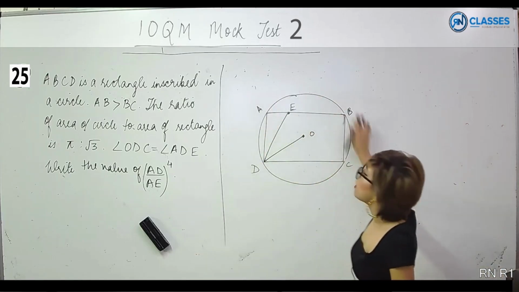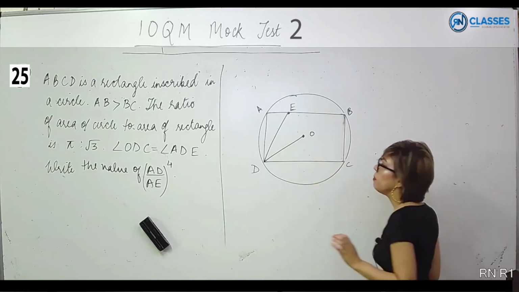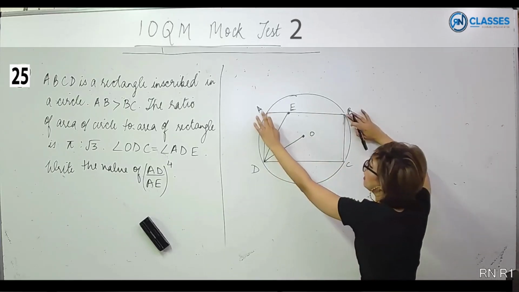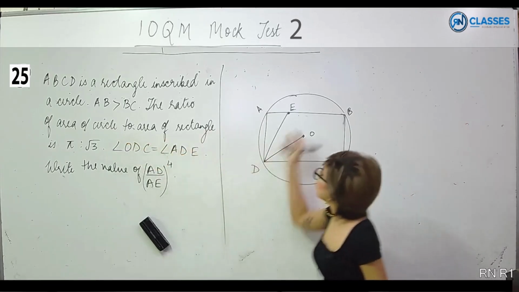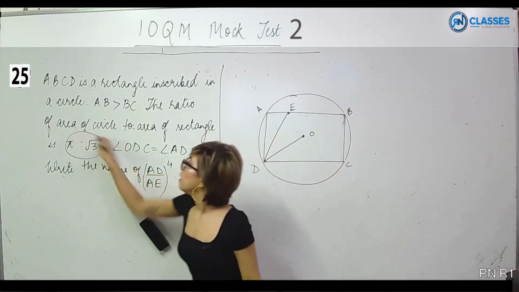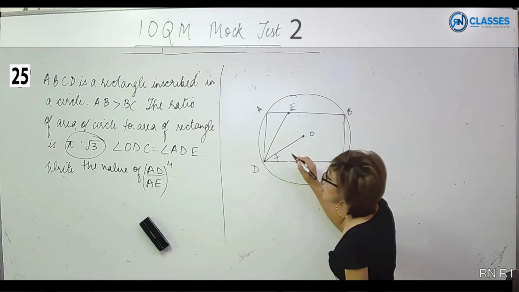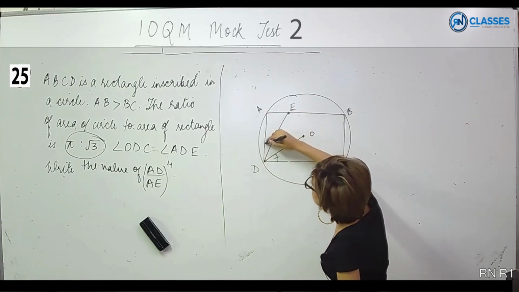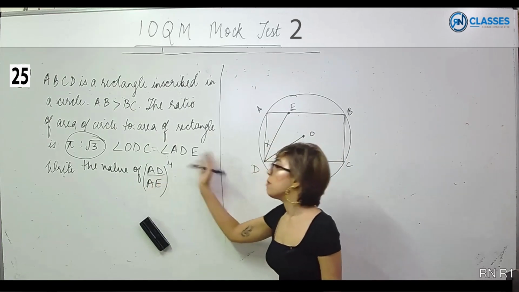Now he says ABCD is a rectangle inscribed in a circle. Obviously, center is O. Now he says that AB is greater than BC. I've tried to make that. The ratio of the area of circle to the area of rectangle is pi to 3. And then angle ODC, as in this angle, is equal to ADE, as in this angle. Then he says write the value of AD by AE.